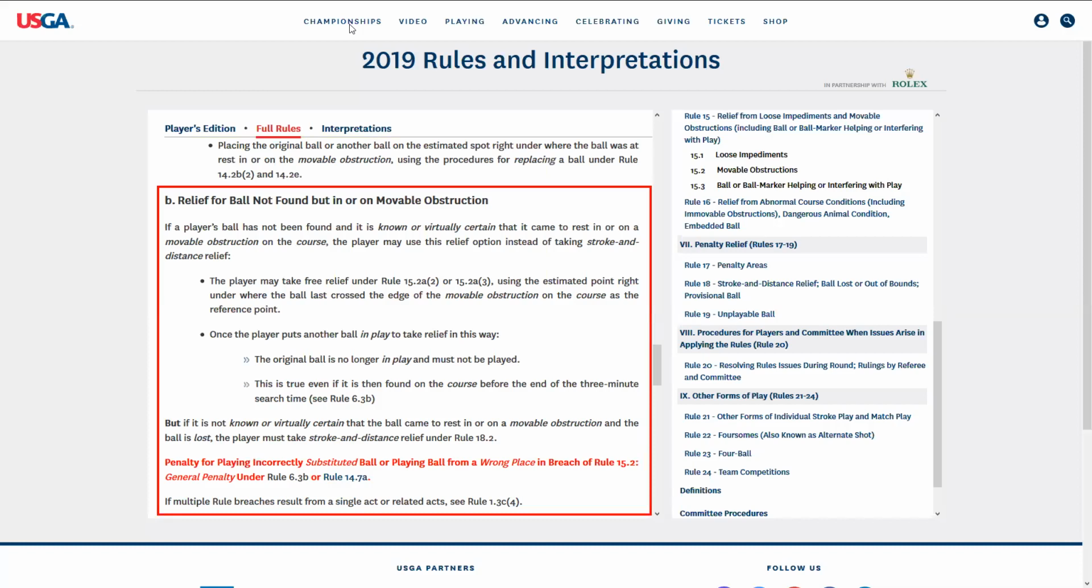Once the player puts another ball in play to take relief, the original ball is no longer in play and must not be played. And this is true even if it's found on the course before the end of the 3 minutes. In other words, once you've substituted, that's it. You can't keep looking for the ball.